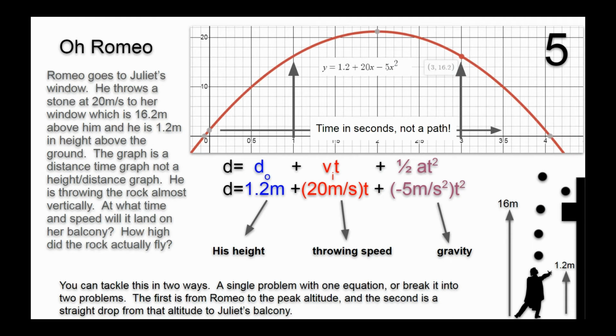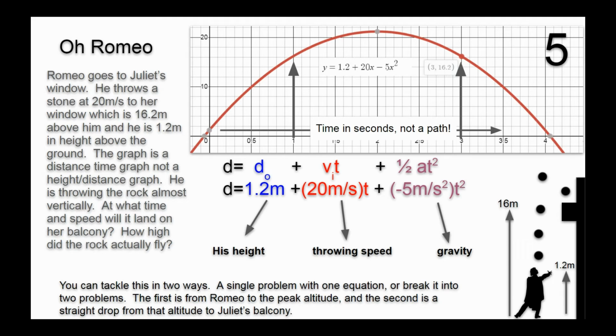Romeo goes to Juliet's window and throws a stone at 20 meters a second towards her balcony, which is 16.2 meters above him, and he is 1.2 meters in height above the ground. The graph is a distance time graph, not a height versus distance graph in this case. He is throwing the rock almost vertically. At what time and speed will it land on her balcony? How high did the rock actually fly?